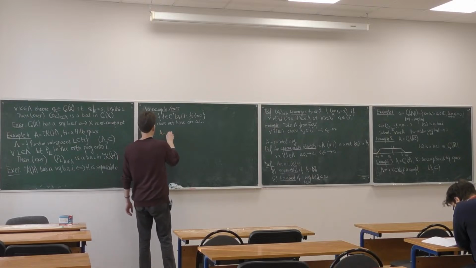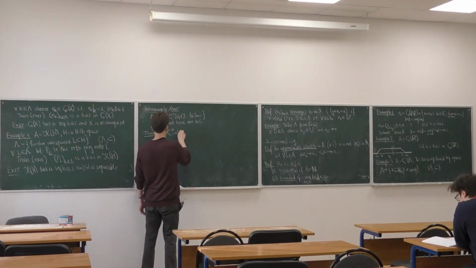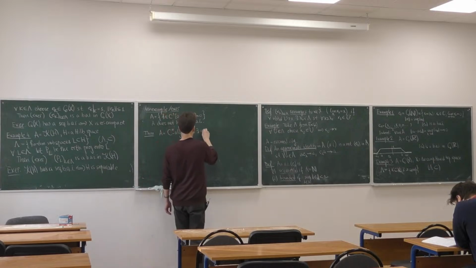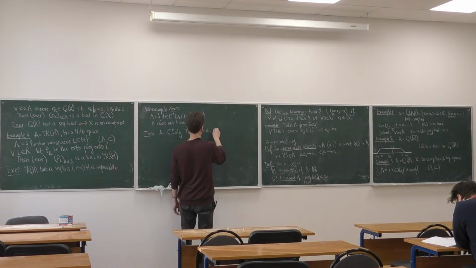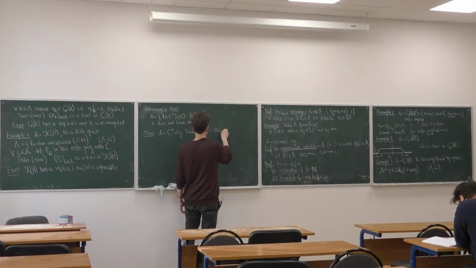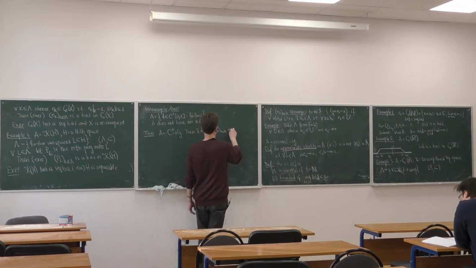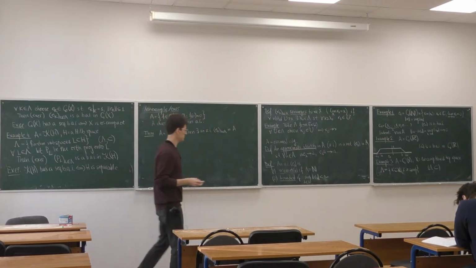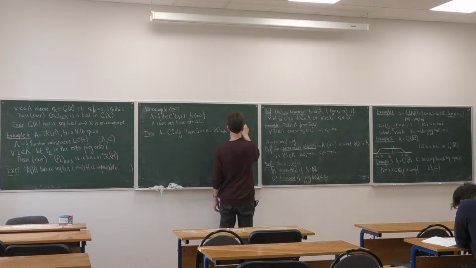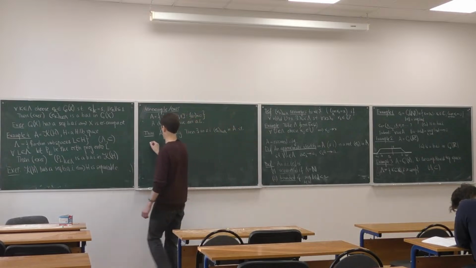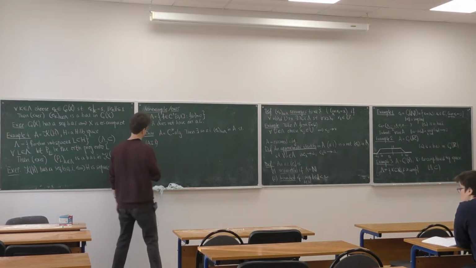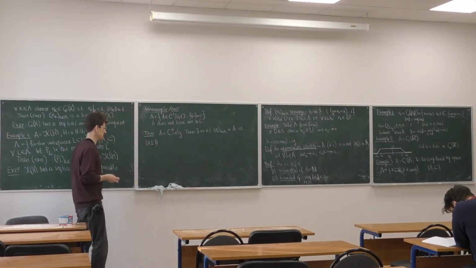Suppose that A is a C-star algebra. Then there exists an approximate identity e_lambda in A such that it satisfies the following conditions. Let's denote them AI1 and AI2. AI is for approximate identity.